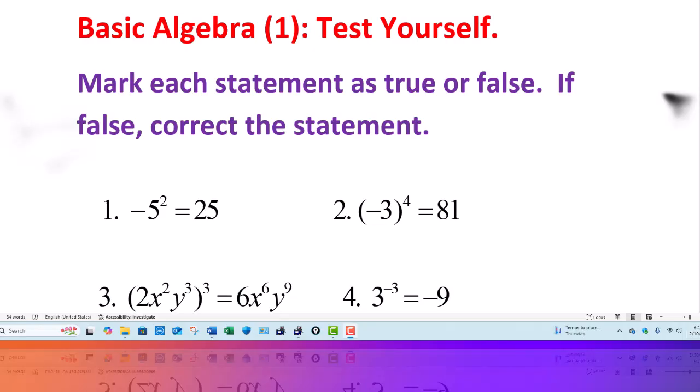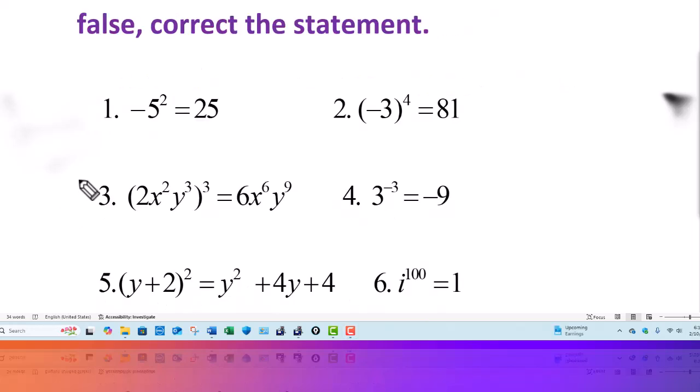In this video, we have some true-false statements. If you want to test yourself on this, pause the video as needed and see if you can respond. So for number 1, we have -5 quantity squared equals 25. And the correct response for this one is false.